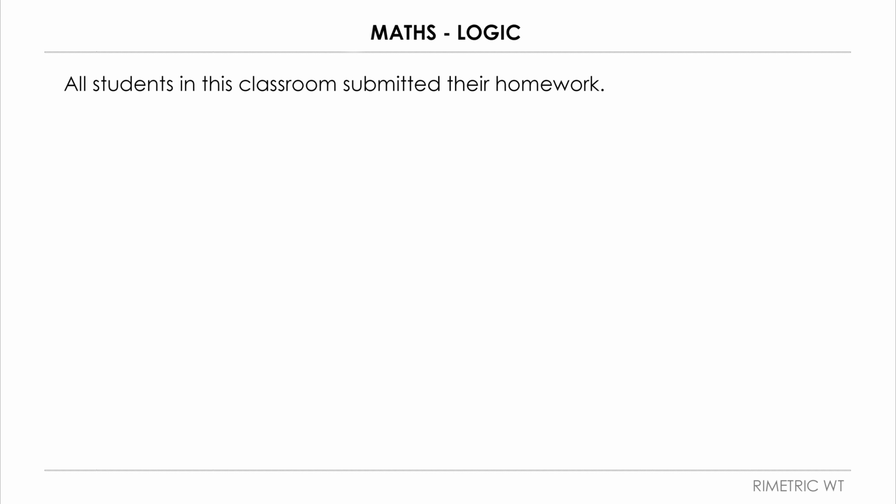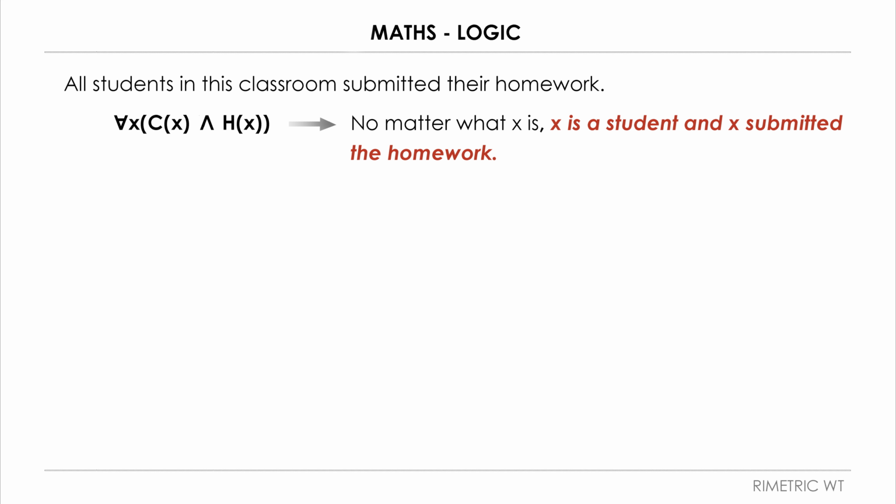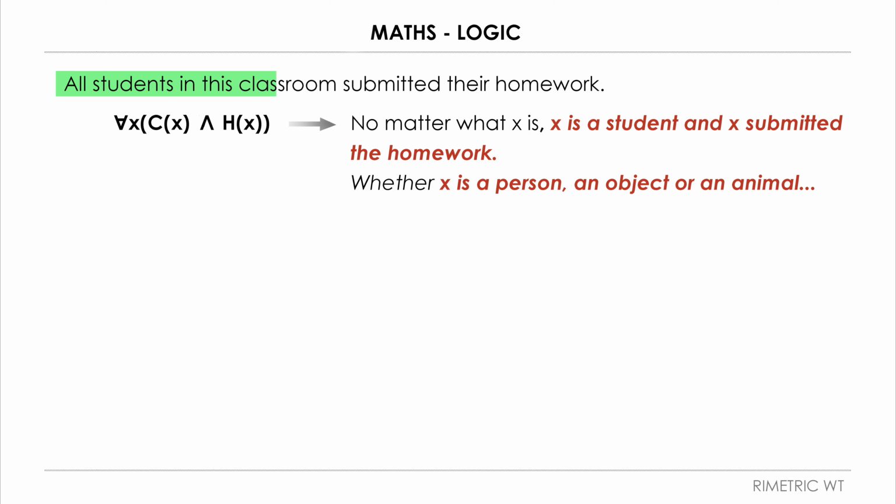If we say for all x, C(x) and H(x), then what we meant will be no matter what x is, x is a student and x submitted the homework. It doesn't matter if x is a person, an object, or an animal. Notice the meaning shift? Since we can substitute anything for x, the statement will be boundless. Therefore, we use implication instead of conjunction, because conjunction is a bit stronger.